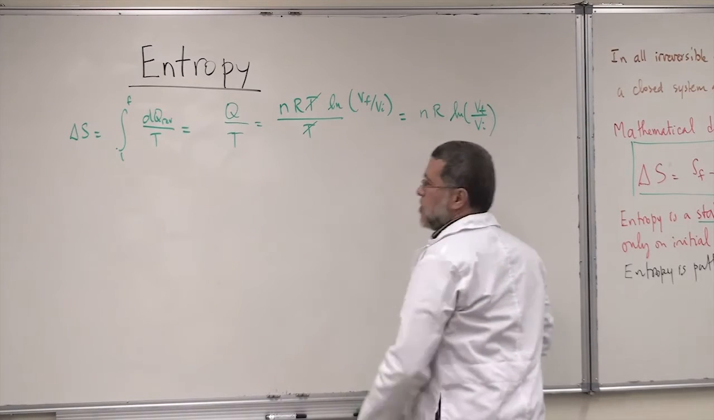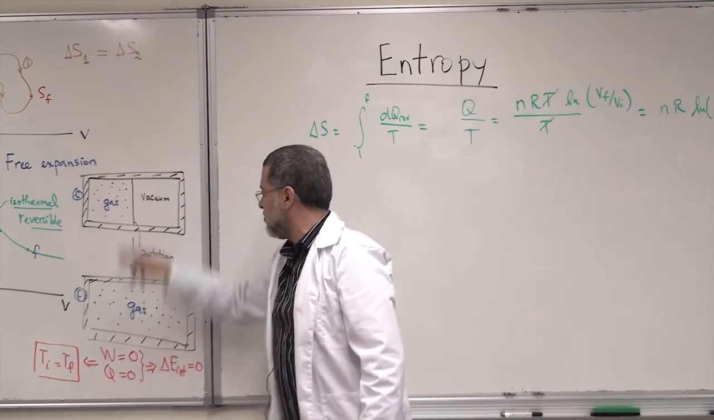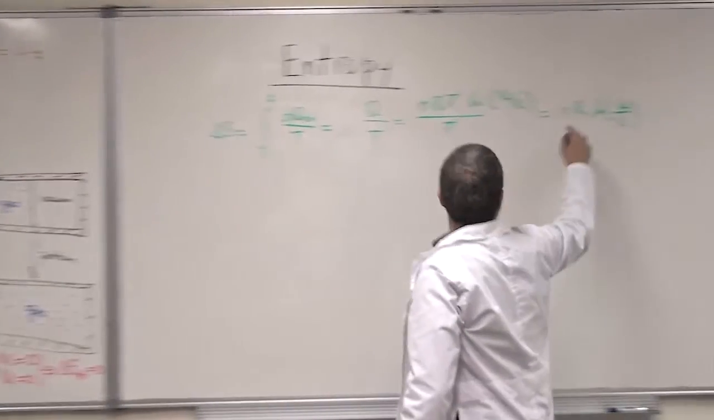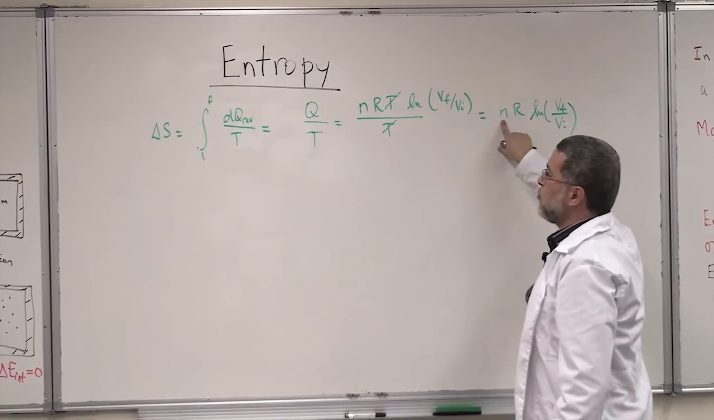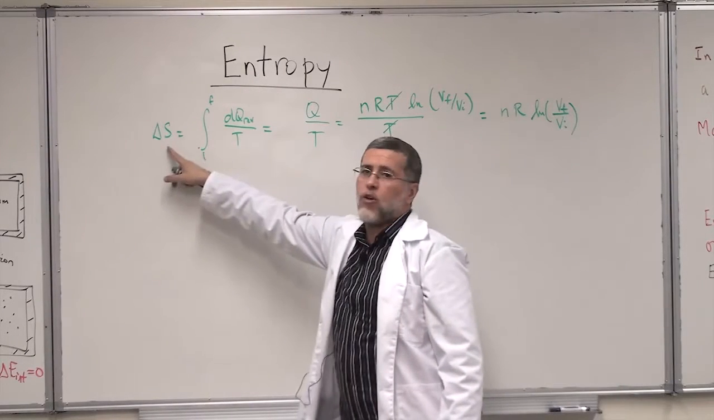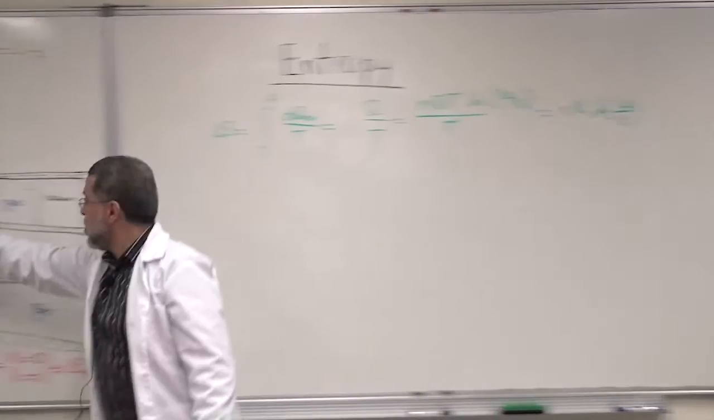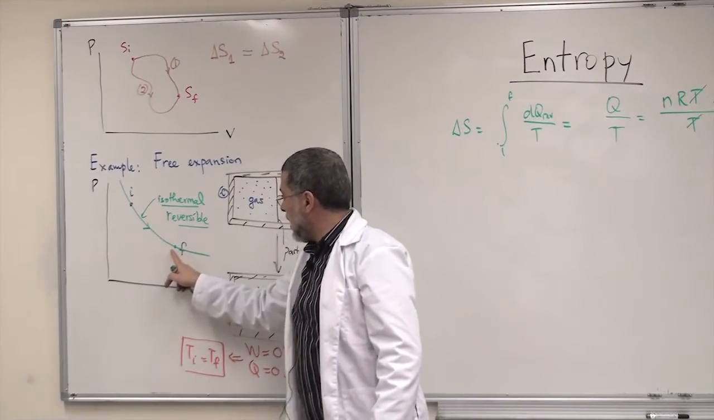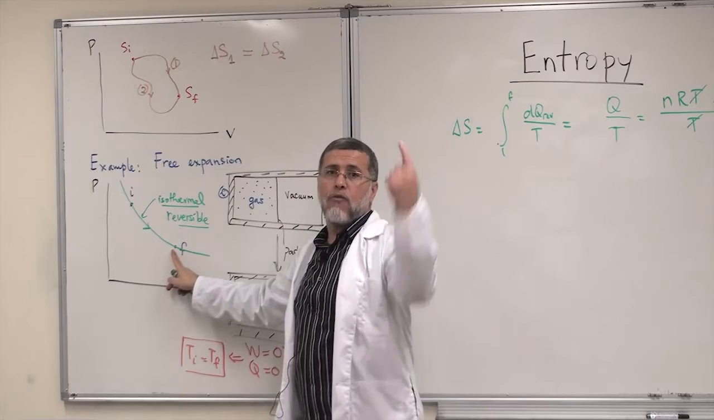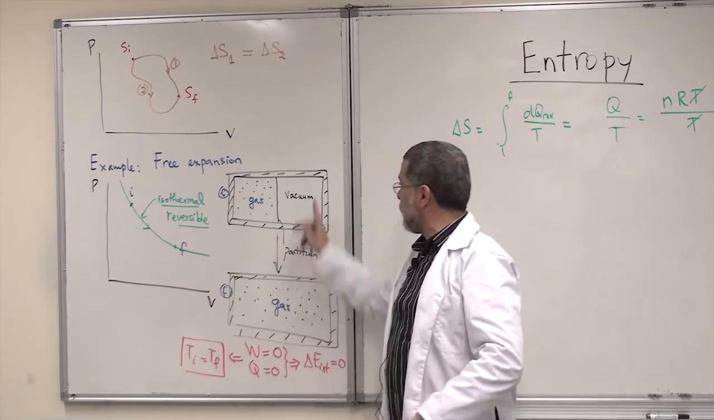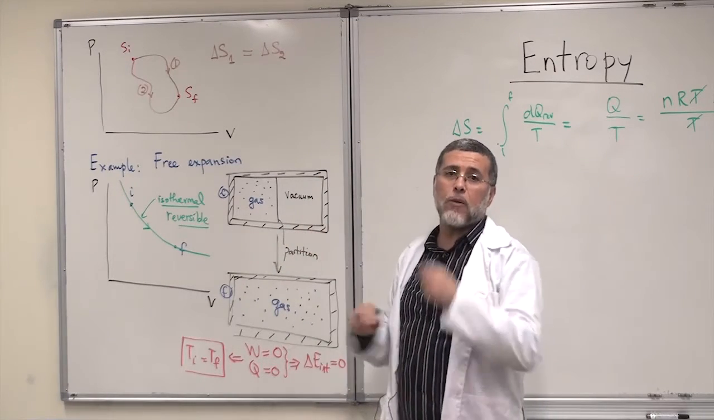So if I know the number of moles in the gas, and I know this is my initial volume, and this is my final volume, I can calculate exactly the value of delta S for this isothermal process, which is connecting the two initial and final states of the free expansion, which is an irreversible process.